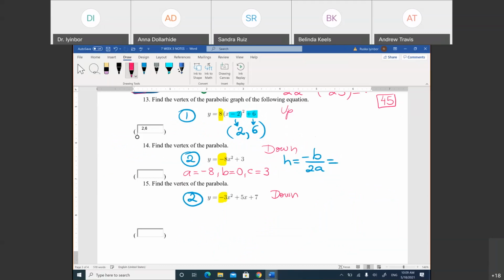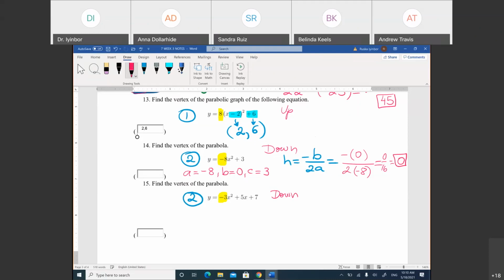So we have negative, what is B? 0. Over 2 times A, what is A? -8, right? Negative. Okay, and then you simplify. So you have 0 over 16, right? Negative cancel. 0 over 16 is what? 0. So the first number is 0, yes?